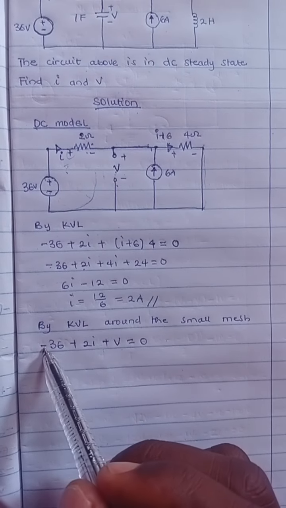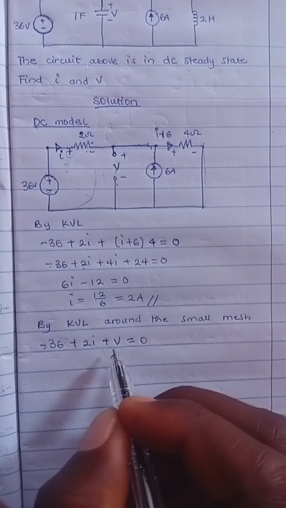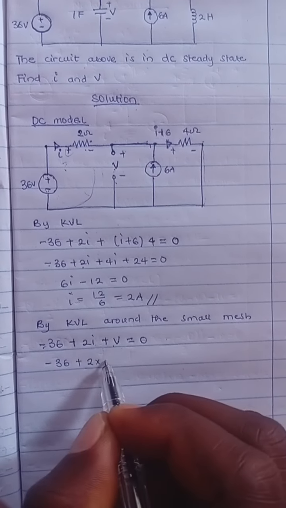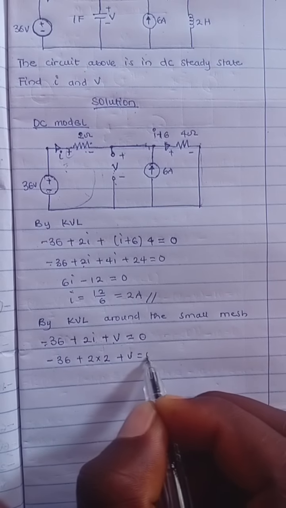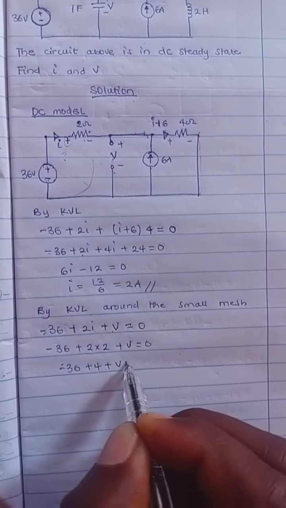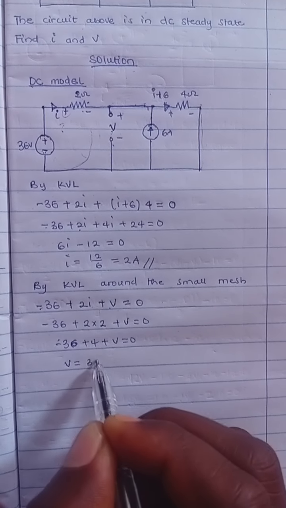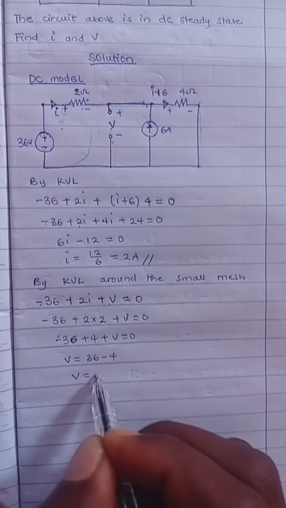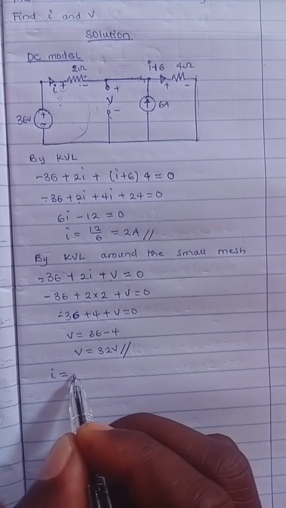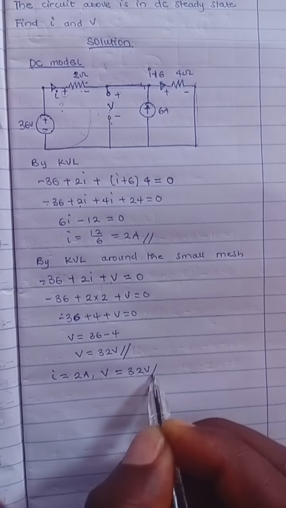I believe you all know why we have a minus, a plus, and a plus here. So we'll make V the subject. Remember, we've gotten our I already. That would be minus 36 plus 2 times the value of I, which is 2, plus V equals 0. So minus 36 plus 4 plus V equals 0. From here, V becomes 36 minus 4, so V equals 32 volts. This is our final answer: I is equal to 2 ampere, and V is equal to 32 volts.